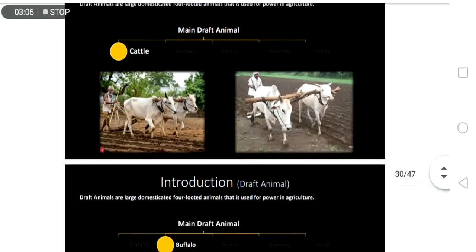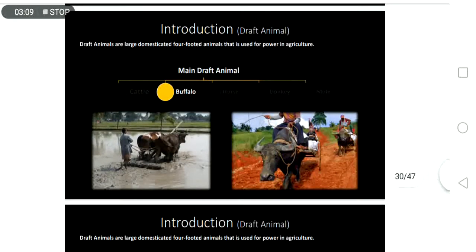So another main draft animal is the buffalo. There you can see the picture, which utilizes the power of the buffalo or the carabao, which, like I have said, is our main draft animal here in our country. Not only in the old times, but also in current times, we usually use carabao.